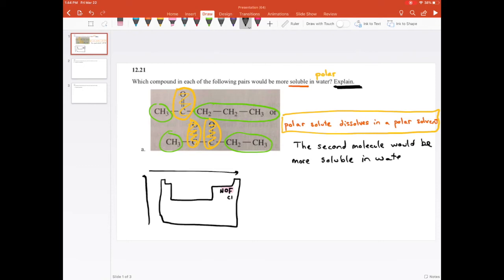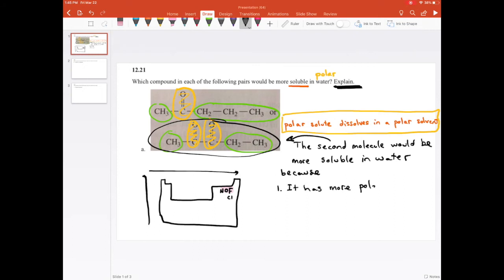And I would make sure that you circle it also, so it's really, really clear. The second molecule would be more soluble in water because, 1, it has more polar bonds. 2, water is polar. And 3, like dissolves like. So that would be the explanation for why that second molecule is more soluble in water.